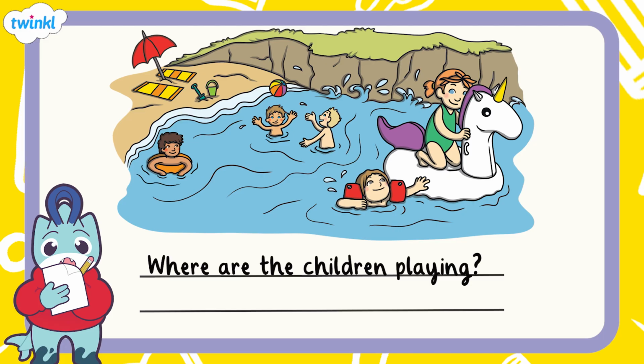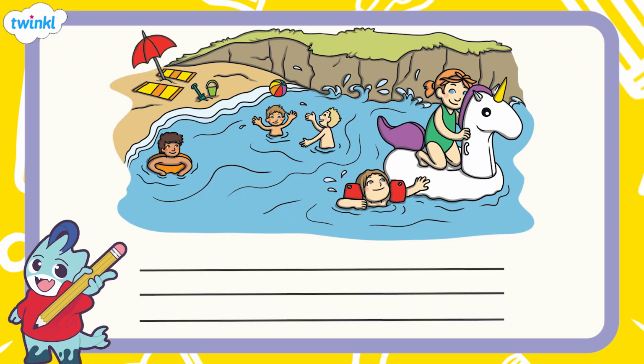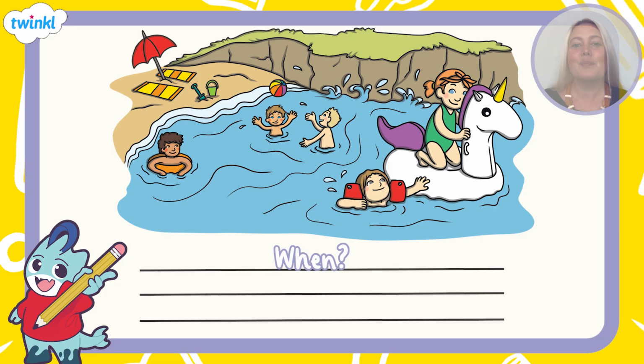Did you spot a question word that begins with a W? Well done! This question begins with the word where, and it has a question mark at the end, so it is a 5W sentence. This time, Blot would like you to write your own 5W sentence about the picture. Blot says, write a question using the question word when. Pause now and think about your sentence.